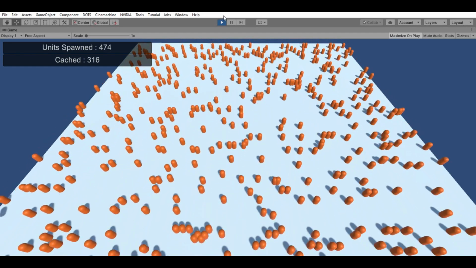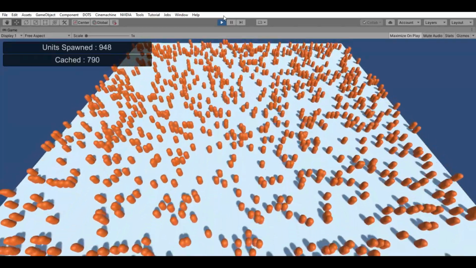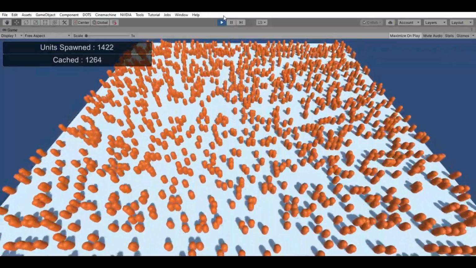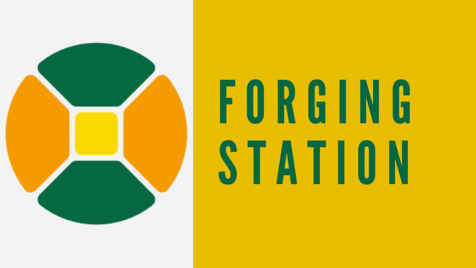Well, I did somehow pull off the DOTS-based NavMesh query system and got the units to navigate a path. There was one problem that seemingly stood out. The units could not detect and avoid running into each other. Hello everyone, welcome to my channel, and in this video we are going to explore collision avoidance.